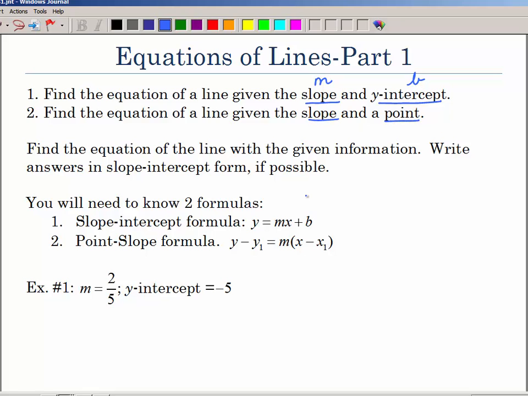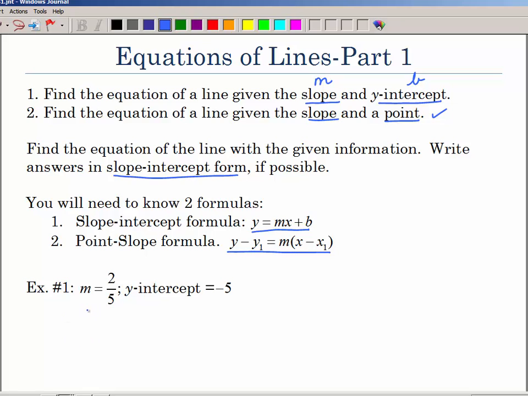First, let's start out looking at some formulas. You're going to have to write your answers in slope-intercept form, if possible, and that slope-intercept form is y equals mx plus b. And then, when we get to the second part, where they're going to give you the slope and a point, you're going to need to know the point-slope formula. But let's just start with the easy stuff.